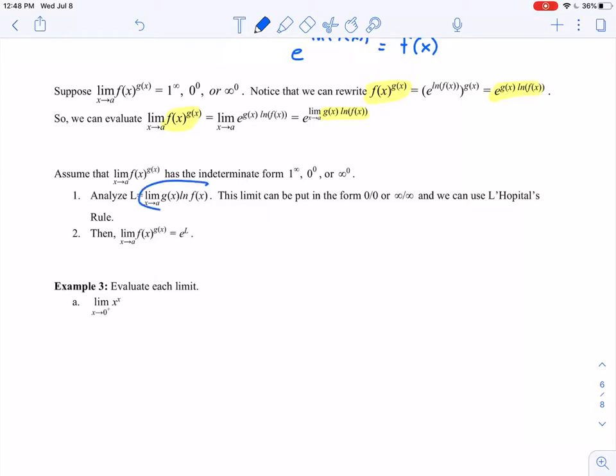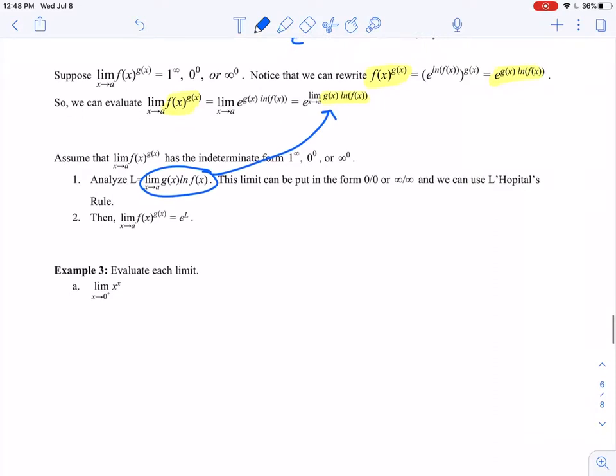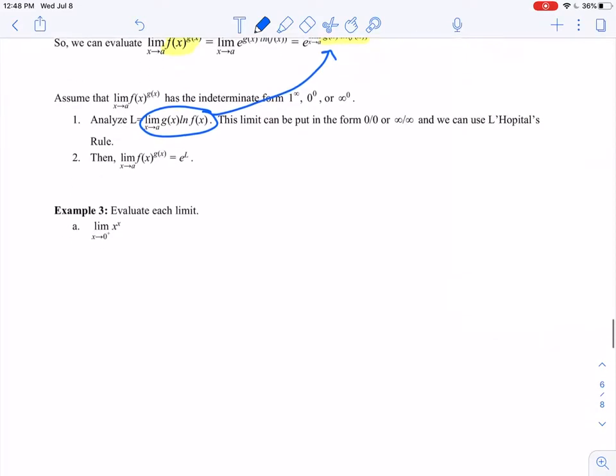This limit we should be able to put into the form 0 over 0 or infinity over infinity, and then we can use L'Hopital's rule. So we'll end up with a limit which we call L. And remember that this is just the power, right? So if I want to look at this limit, I can just look at e to the L, and then that is my limit. So let's look at an example here, because there's just kind of a lot going on.